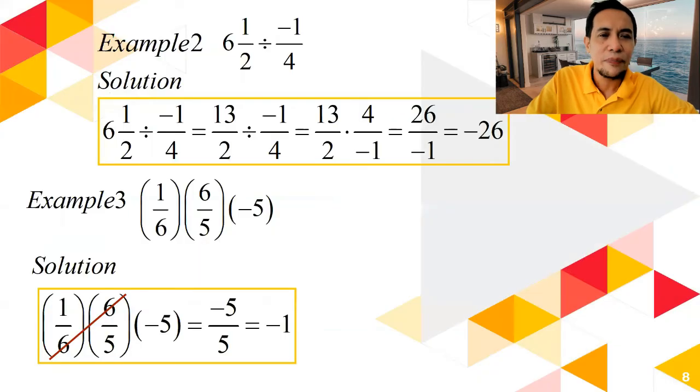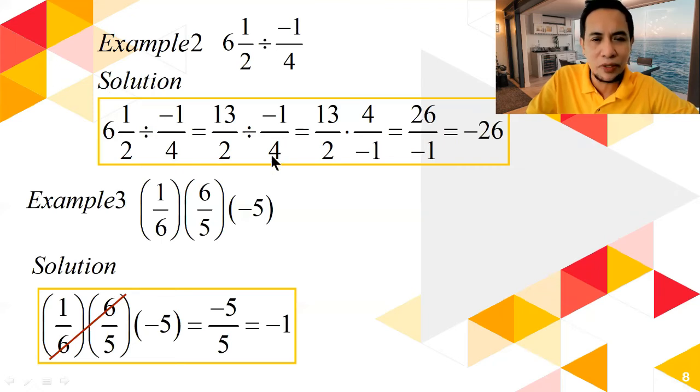Okay, let's go to the next. For example, number 2, we are dividing a mixed number by a fraction: 6 and 1/2 divided by negative 1 over 4. This is the process. You convert 6 and 1/2 into an improper fraction, which is 2 times 6, 12 plus 1, 13 over the denominator, which is 2, divided by negative 1 over 4. You copy 13 over 2 times the reciprocal of negative 1/4.